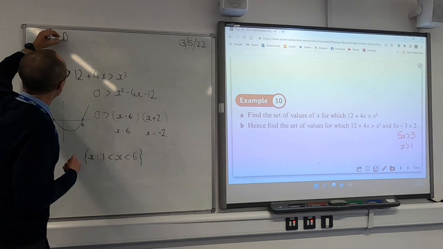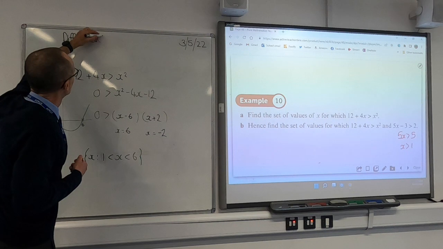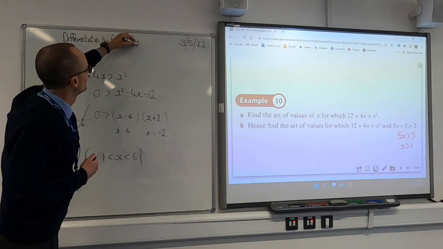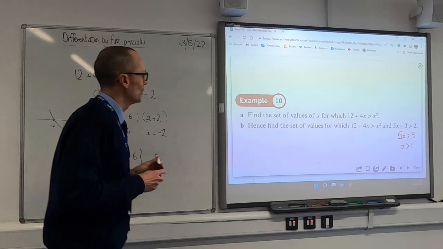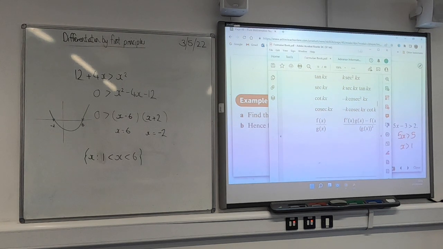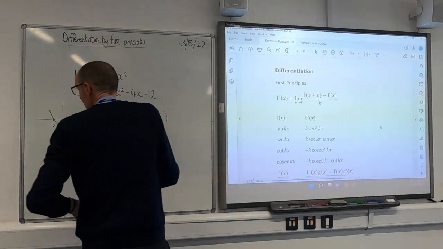If you've got your formula books, this would be a good time to whip them out. If not, page 6 actually has the formula for differentiation by first principles in.